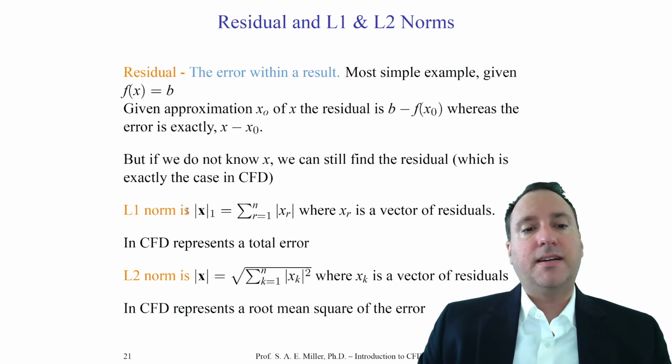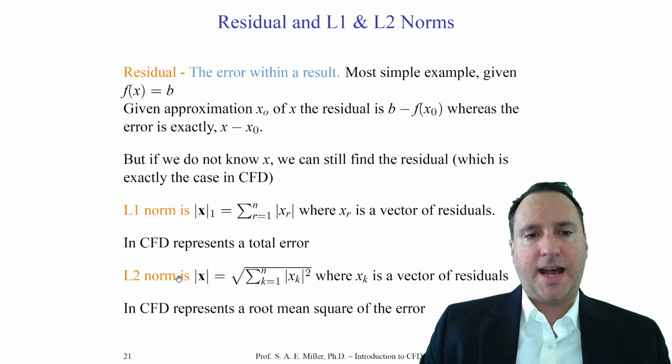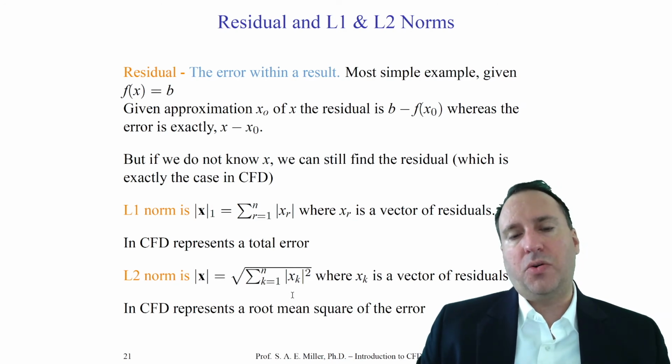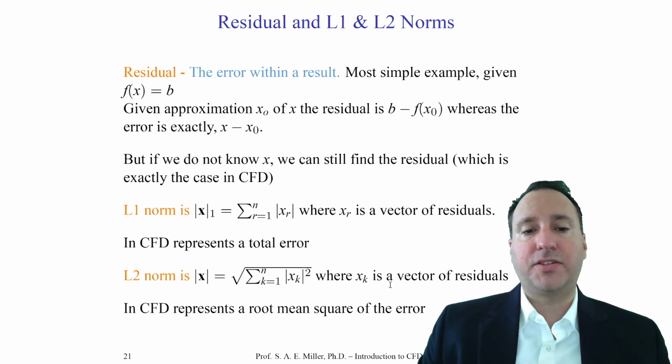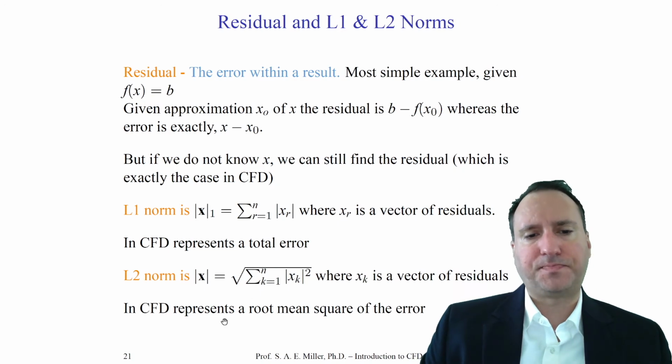In CFD, errors are typically represented by the so-called L2 norm. That will be written in a very similar way as the L1 norm, but with a square root. We are essentially summing up the RMS residual in the whole domain. RMS is root mean square. Here, x_k is still a vector of the residuals. We're just summing over k versus r for these two cases.